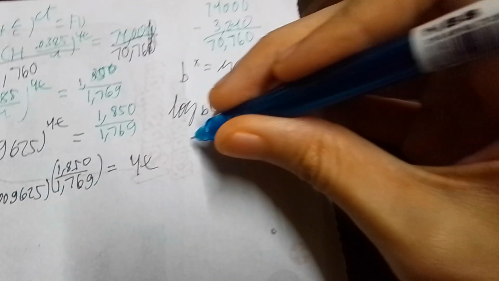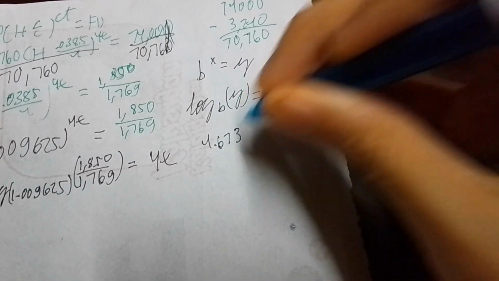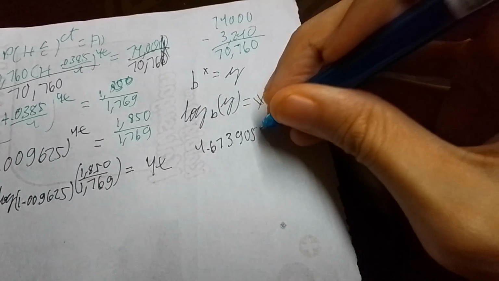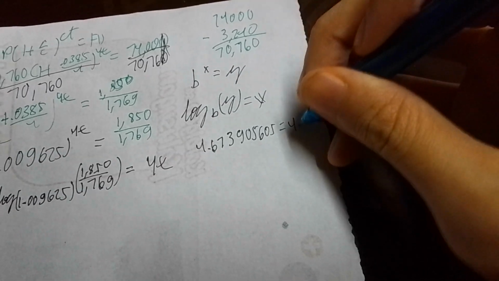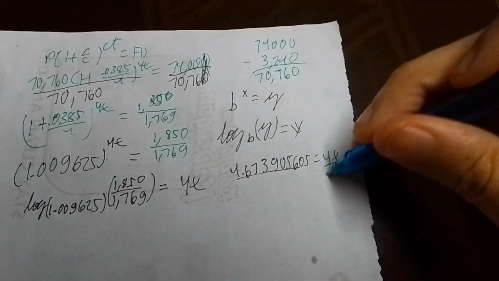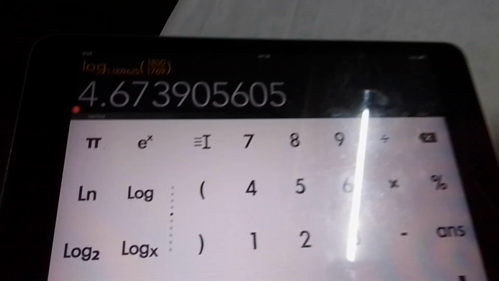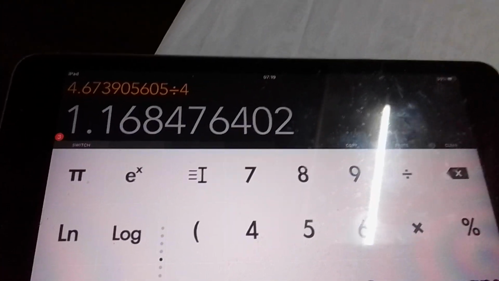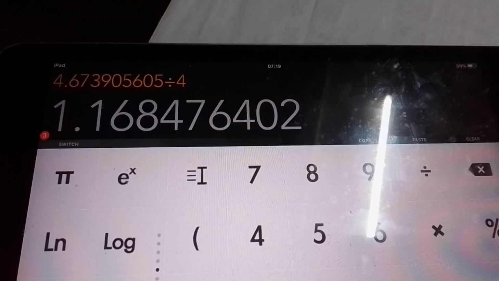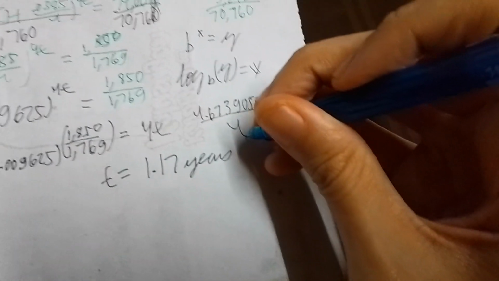So our answer is 4.673905605, which is equivalent to 40t. So now the last step is to divide both sides by 4. Doing that will just give you t. So when we divide this by 4, we should get the answer of 1.16, or you can round it up to 1.17 years. So therefore, the time is 1.17 years.